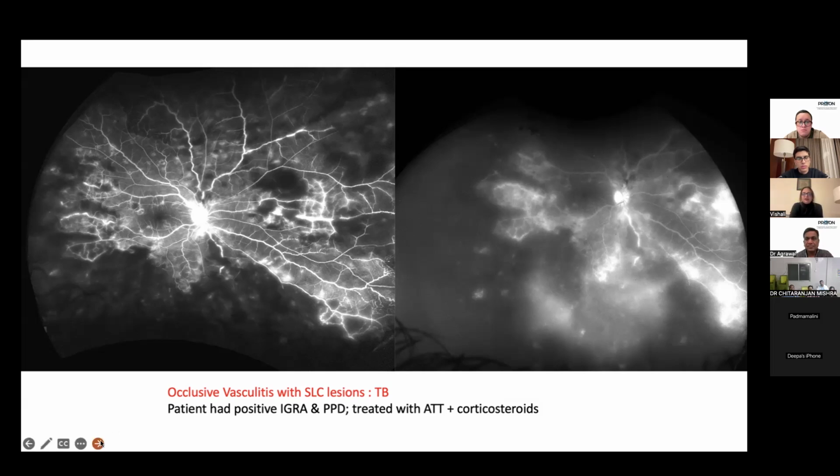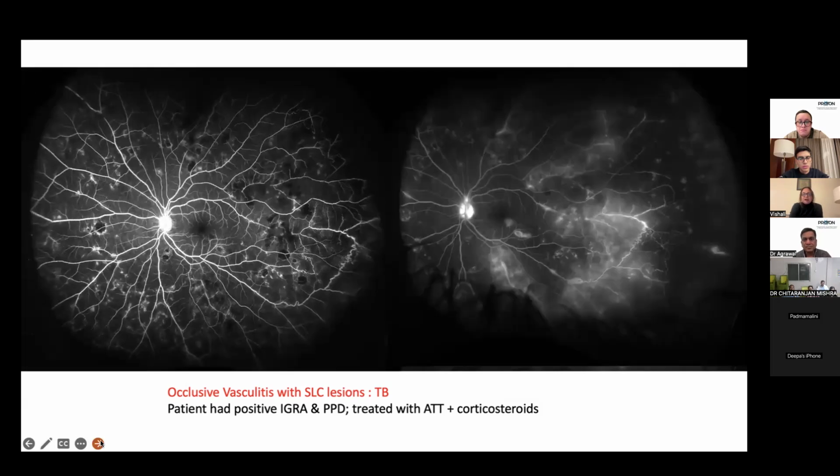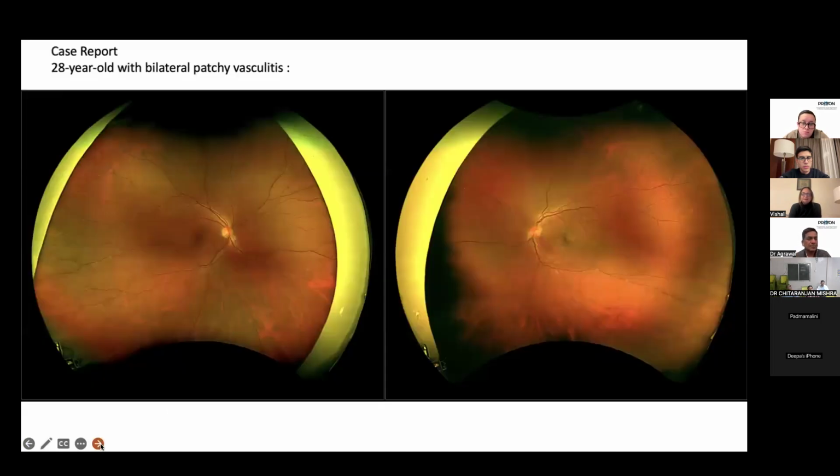The patient received ATT, laser, anti-VEGF, as well as steroids. And if you see the angiogram in the left eye, this is what I was talking about. You see the lesions, which are like serpiginoid, along with capillary non-perfusion and vasculitis. Even without the labs, honestly, you know that you are dealing with TB.